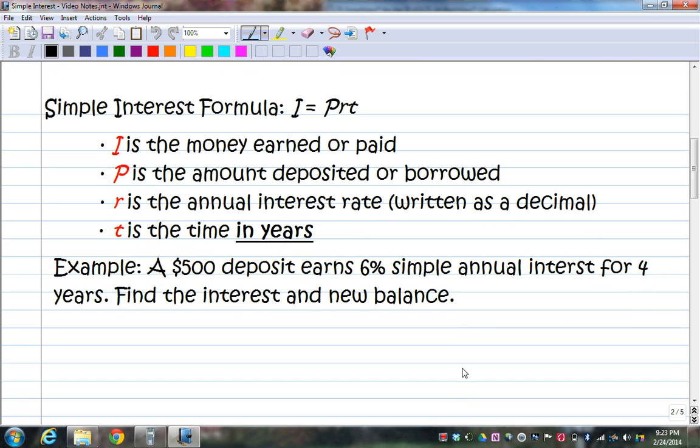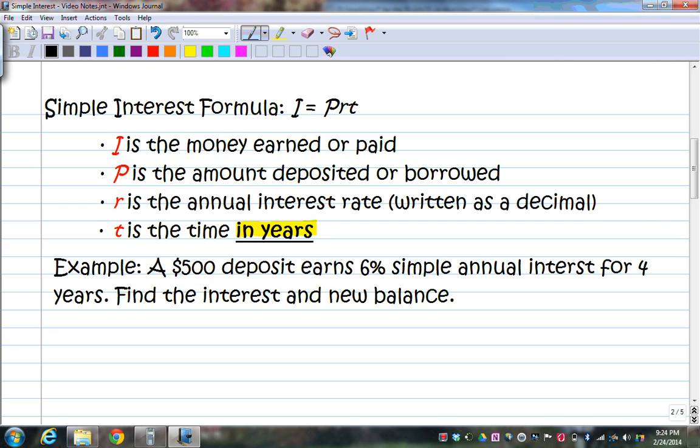Our simple interest formula: I is equal to PRT. Again, I is the money that's earned or paid. P is the amount of money that's deposited or borrowed. R is the annual interest rate, written as a decimal. And T is the time in years. This is really important here, in years, okay?